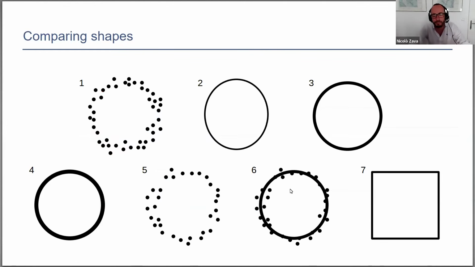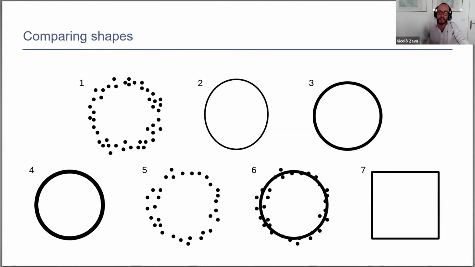So we have shapes, and I guess that most of you may think that they kind of resemble each other. Maybe 7 is a bit of an outlier. It's slightly different, but all of the others look like circles.